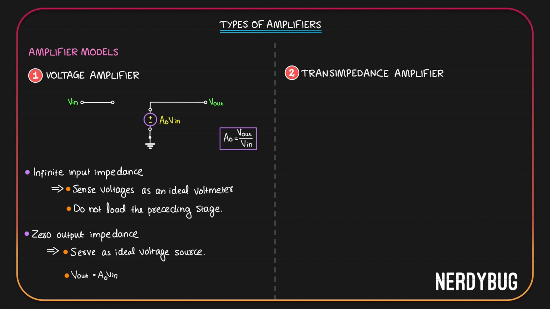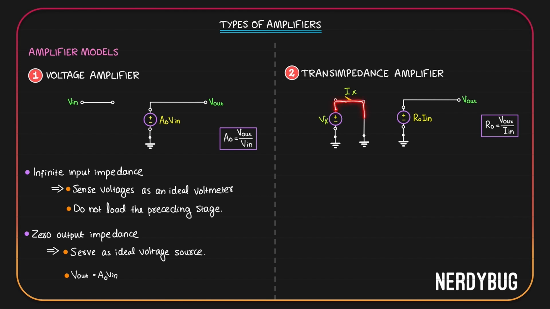Now let us take the transimpedance amplifier. It senses current and returns voltage. The model will look like this. We called its gain RO. So Vout will be RO multiplied by input current. Let us check if this really has 0 input impedance. For that we have to apply a potential Vx over here and find its relation with Ix, the current that will flow like this.